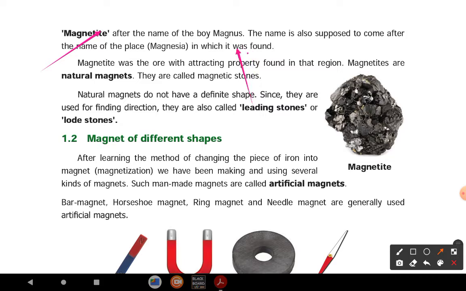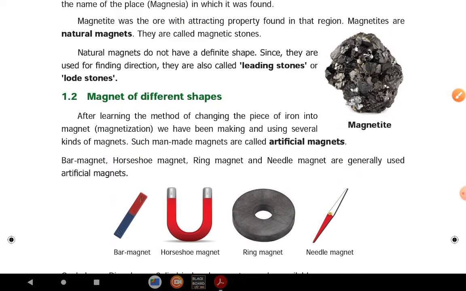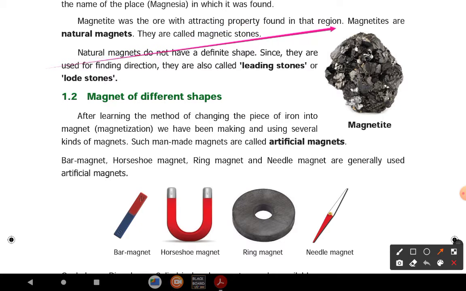Because it was found in the place called Magnesia in Greece, that is why it is also given the name magnetite. So, two different reasons. Okay. So, now you know what it is. Magnetite. Now, see here. What is magnetite given here? Magnetite was the ore with attracting property found in that region. The magnetites are natural magnets.